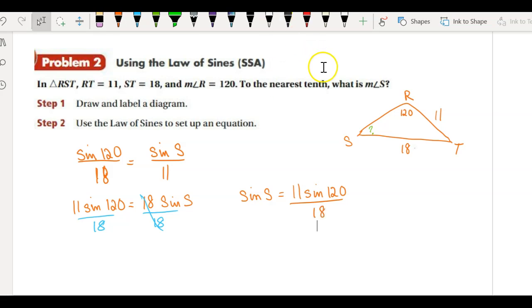What am I looking for? I'm looking for an angle. So that tells you that you are going to use the sine inverse because I have my ratio. There's no variables in here. So I'm going to plug this in for the sine inverse. So let's go to the calculator.